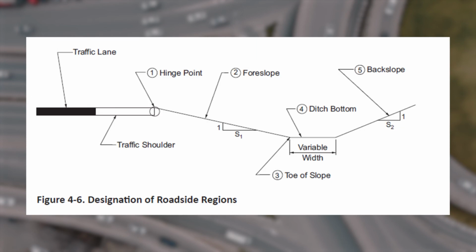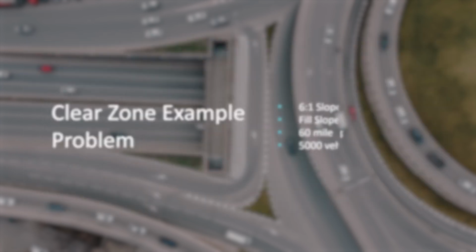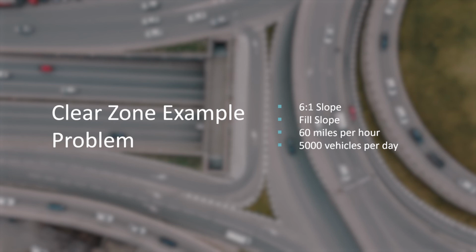Here's the designation of roadside regions. Here we can see the foreslope will be on the area closest to the travel lane, and the back slope will be on the far side of that ditch bottom. The fill slope or the foreslope, back slope or the cut slope. Let's use this clear zone example problem. We have a 6-to-1 slope that's on the fill slope. The fill slope will be here on the area that is closest to the travel lane. We'll use a 60 mile per hour speed, and 5,000 vehicles per day will be your ADT.